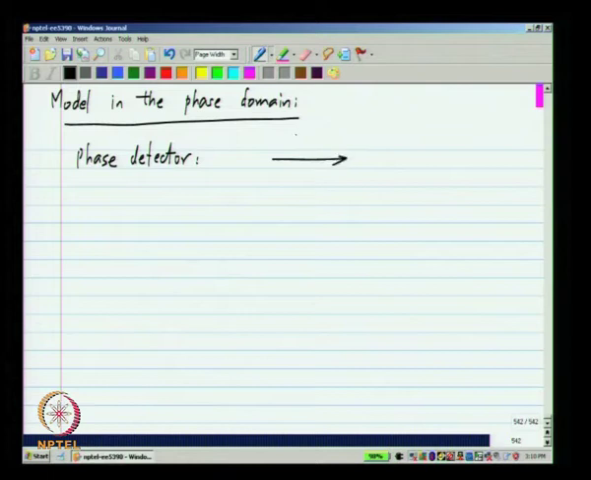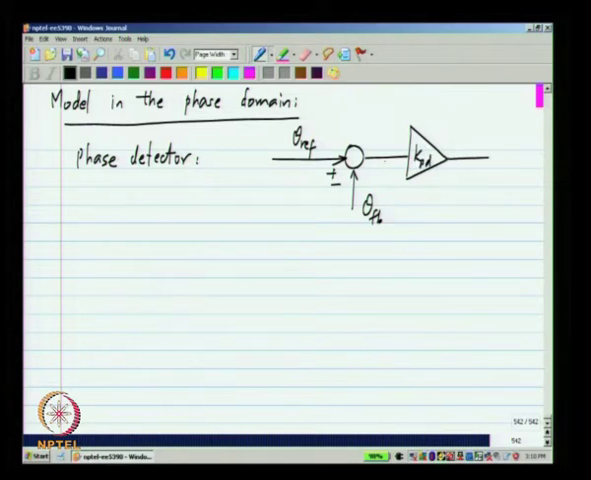All it does is to take the phase of the reference and the phase of the feedback signal, and multiply the difference by this number KPD, which is the phase detector gain. The input quantity is the phase difference in radians and the output is in volts. So, this KPD has units of volts per radian. This is the output of the phase detector.